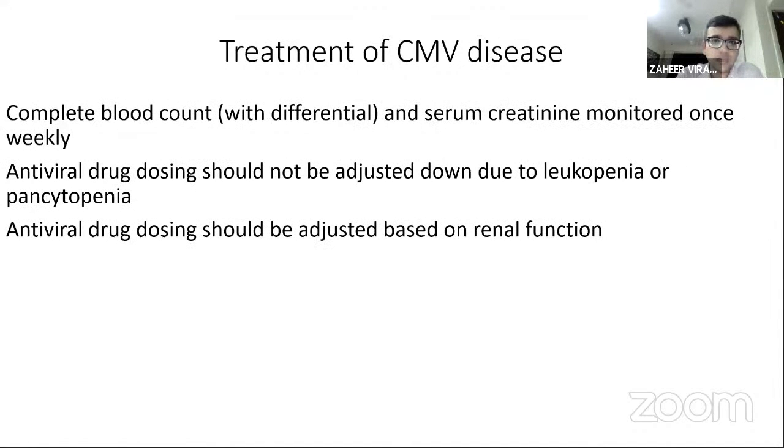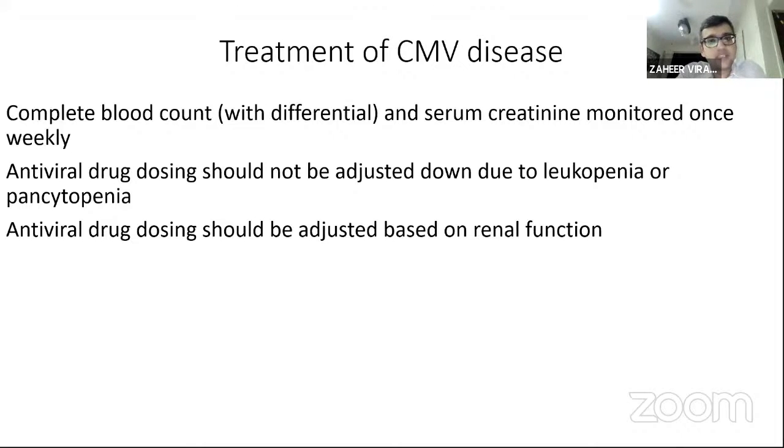When you're using valganciclovir or ganciclovir, one has to monitor the creatinine and the CBC, because valganciclovir and ganciclovir both are known to cause leukopenia or pancytopenia. The trick here is to differentiate whether it is the disease which is worsening the leukopenia and pancytopenia, or it is the drug itself. And that is where the CMV DNA PCR monitoring will help guide the therapy.